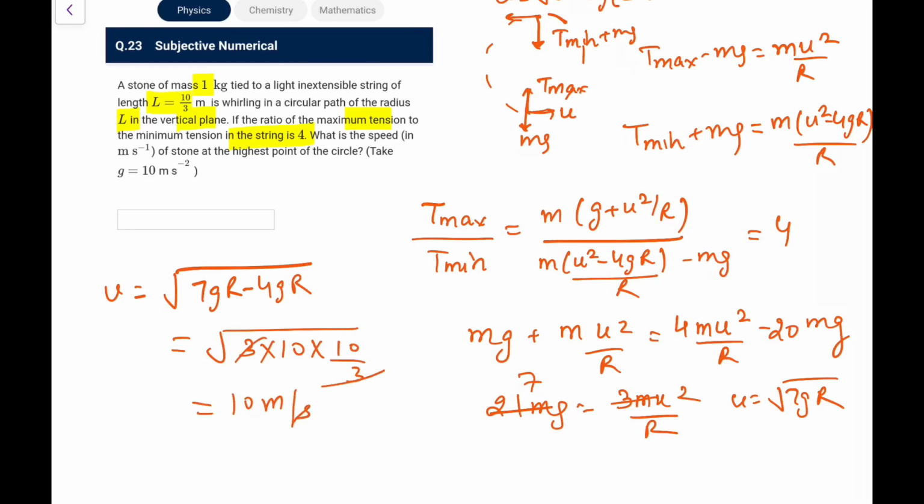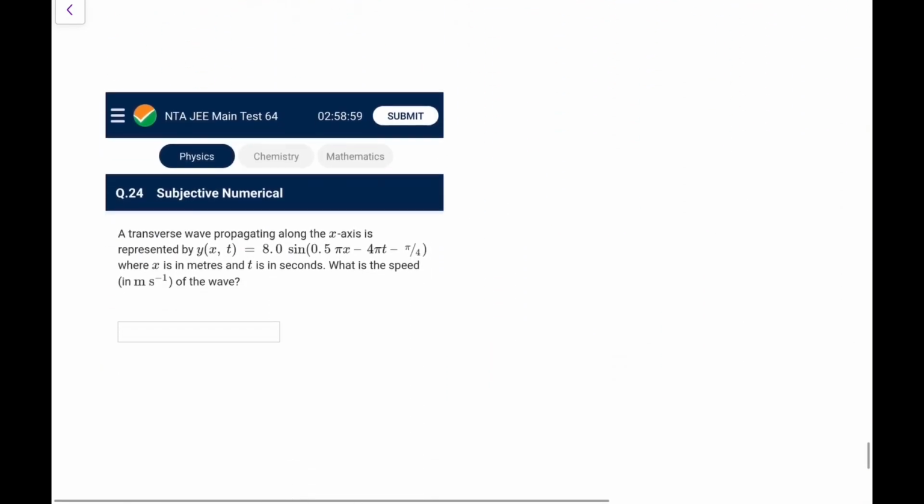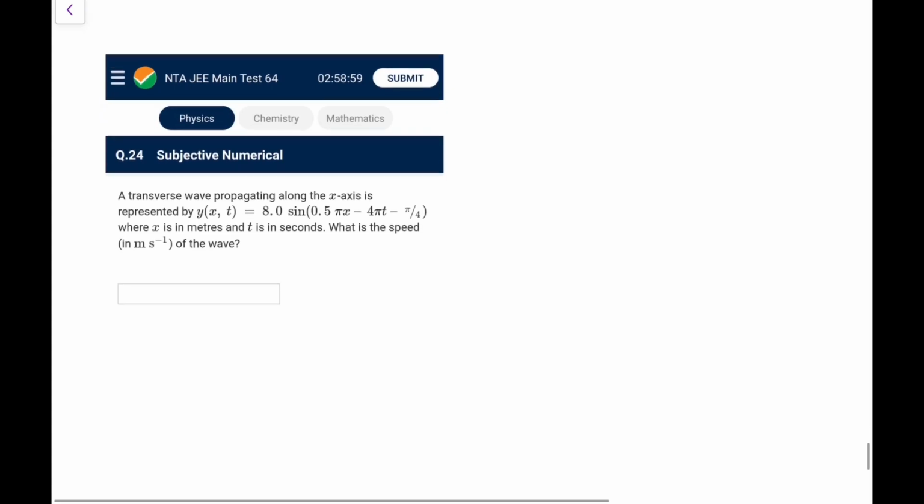So again a slightly calculative one, but if you do it properly you will get to the answer. Now the last two. A transverse wave propagating along the x-axis is represented by this. What is the speed of the wave? You know that is equal to omega by k. What is omega? Coefficient of t, which is 4 pi. What is k? Coefficient of x, which is 0.5 pi. So this is 8 meter per second. This is perhaps one of the easiest ones you can get. A very easy question for you. Go for it.